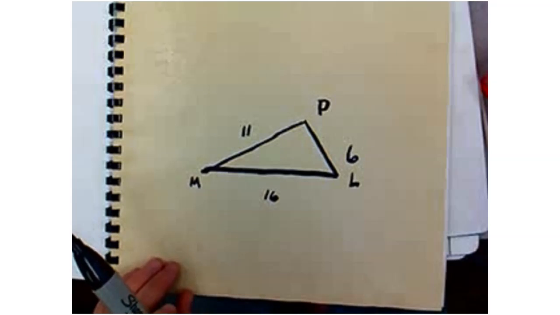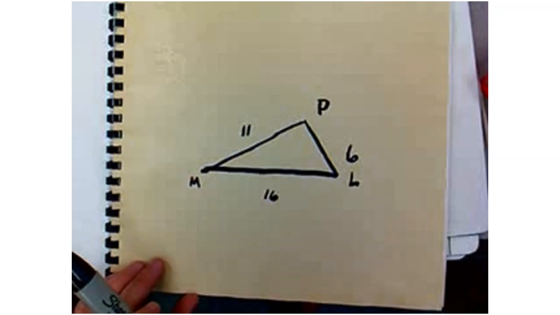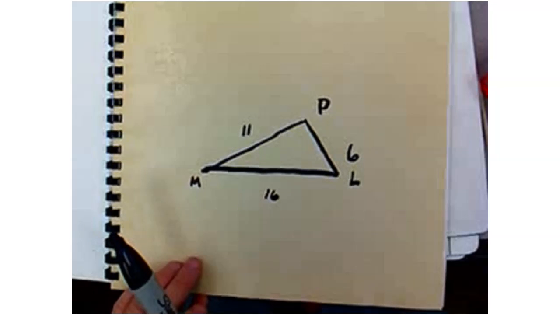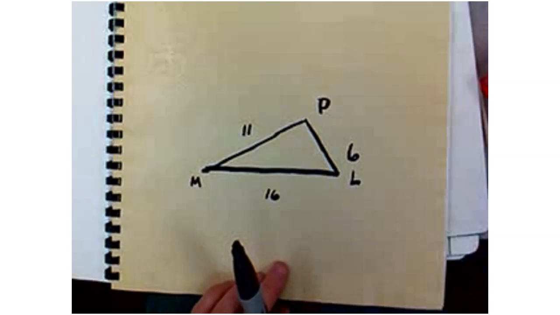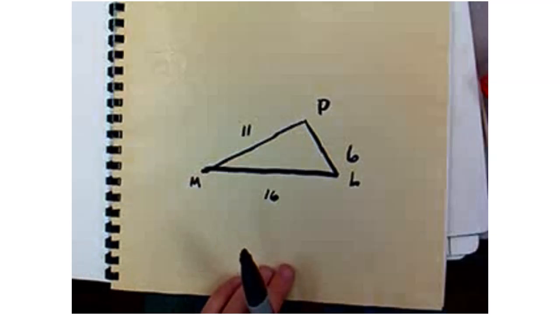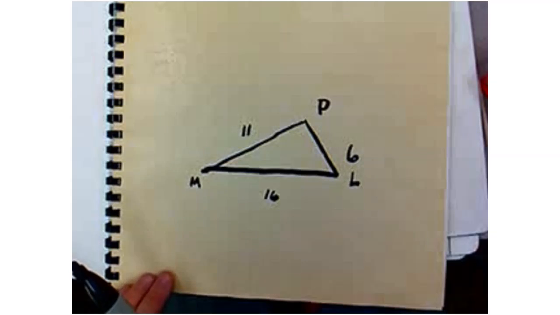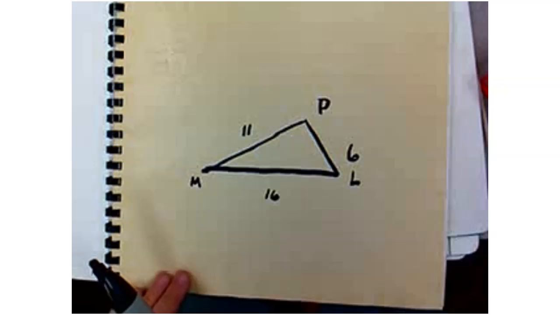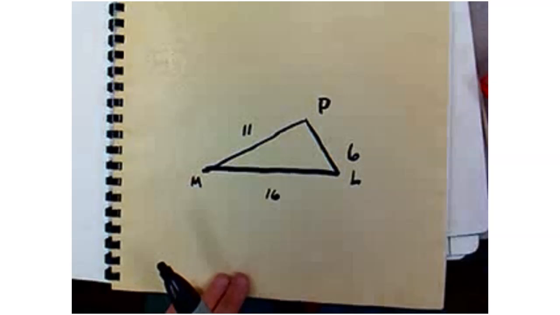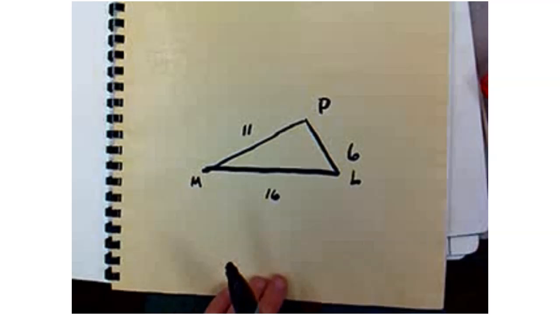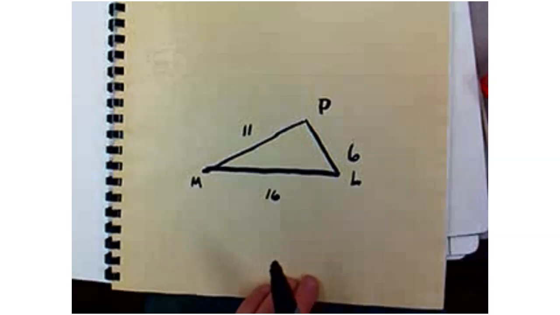So down in symbols, below the drawing, it shows what's going on. It says PL is less than MP, which is less than LM. So it went from least to greatest. So therefore, it goes from least to greatest on your angles. The measure of angle M, which is opposite that PL side, 6, is less than the measure of angle L, which is opposite that 11 side, that MP side, the middle one, which is less than the measure of angle P, which is opposite your largest side of ML, which is 16.